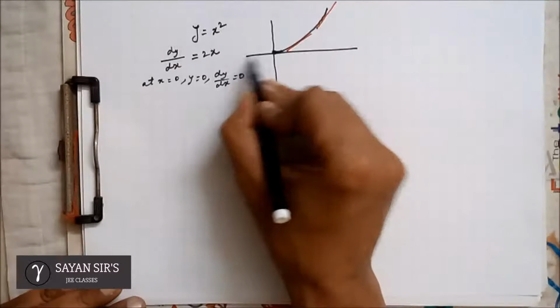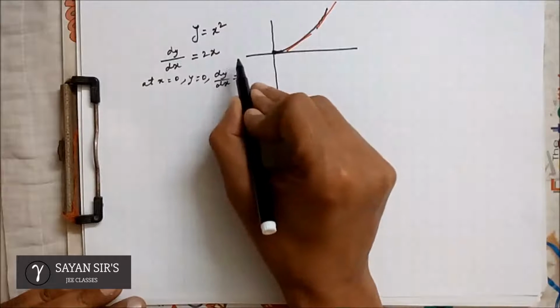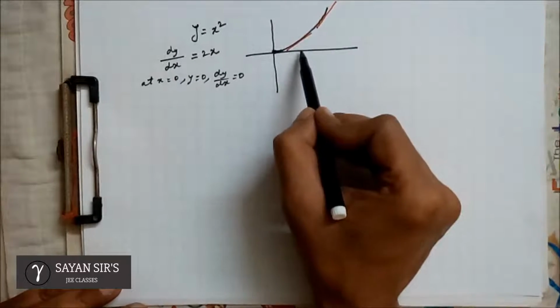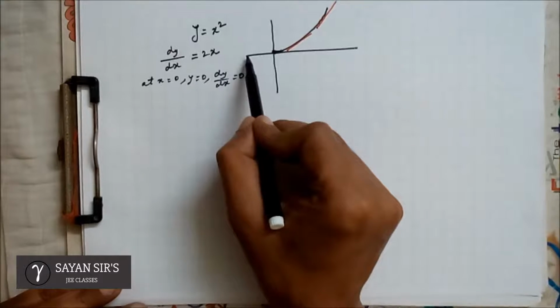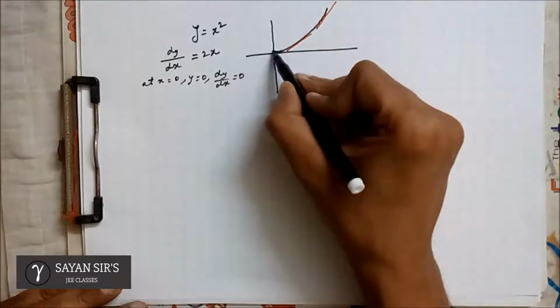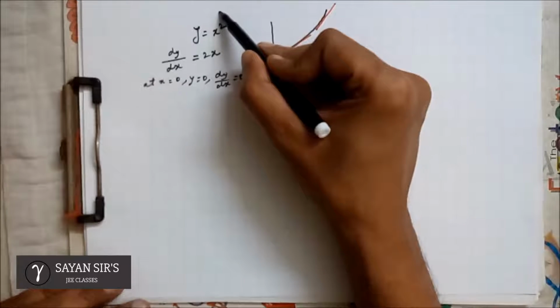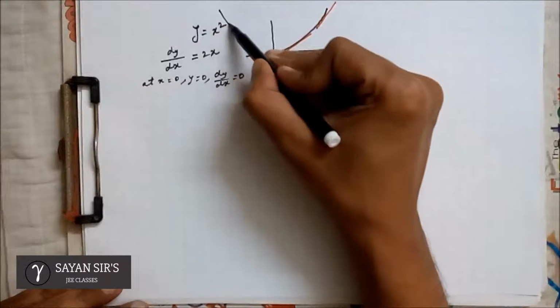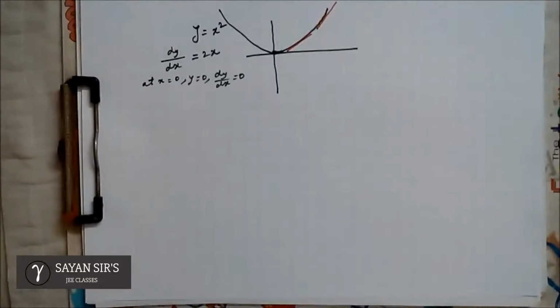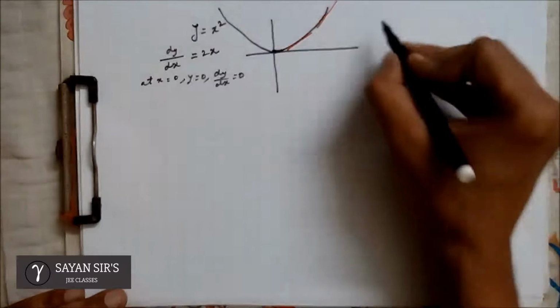For the negative part of x, we can see that whatever positive value of x we may have, for the same negative value of x, we'll have the same y. So the graph will be symmetric about the y-axis. So it will be somewhat like this. So that is the graph of y equals x squared.